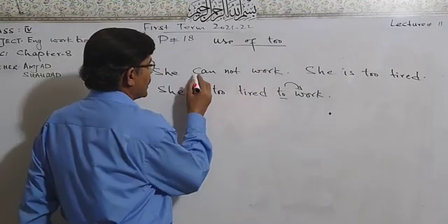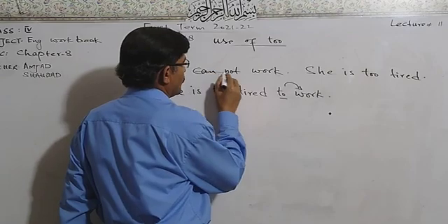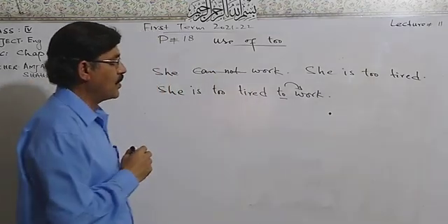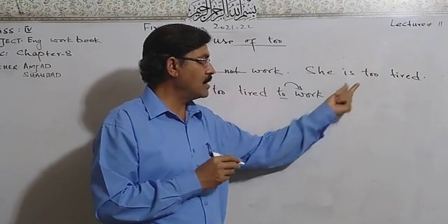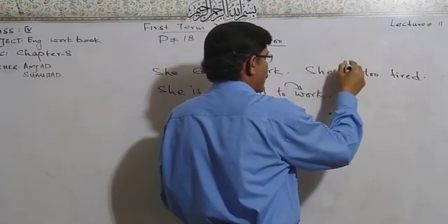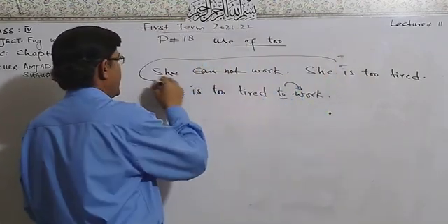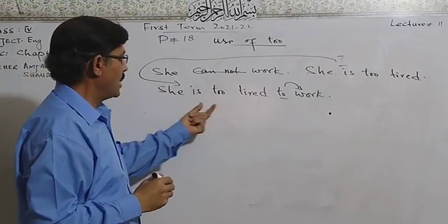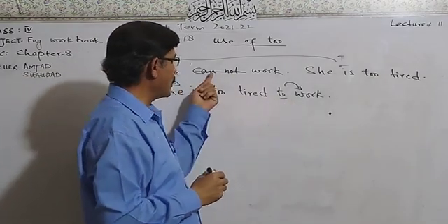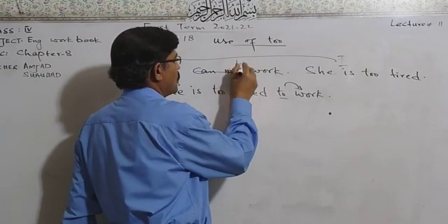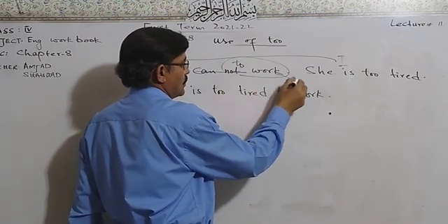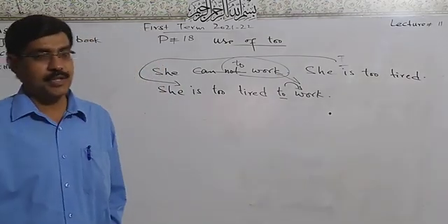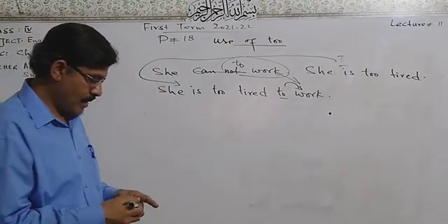I don't like this one. She cannot work. Okay, she is too tired. Here, write this one first. From here, "to work", this one, right here. "To work", this one, this side. I hope you understood this one. Okay?